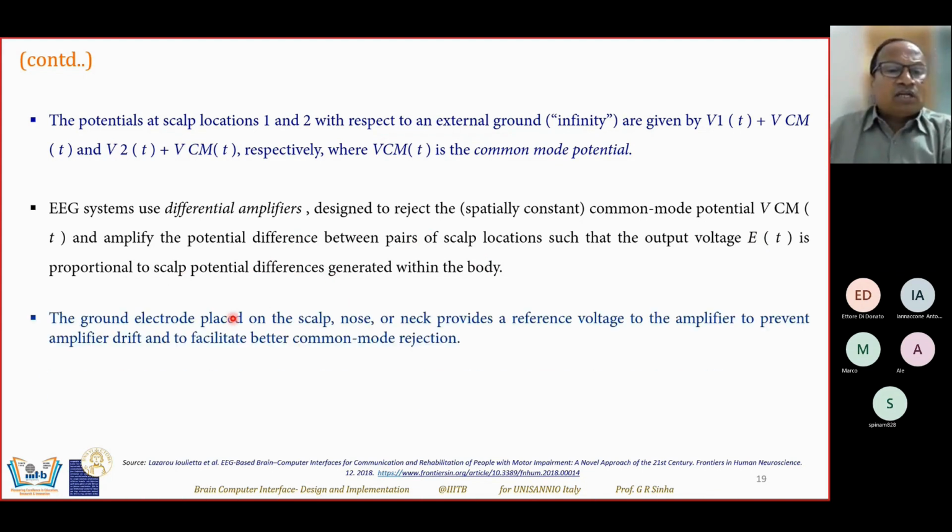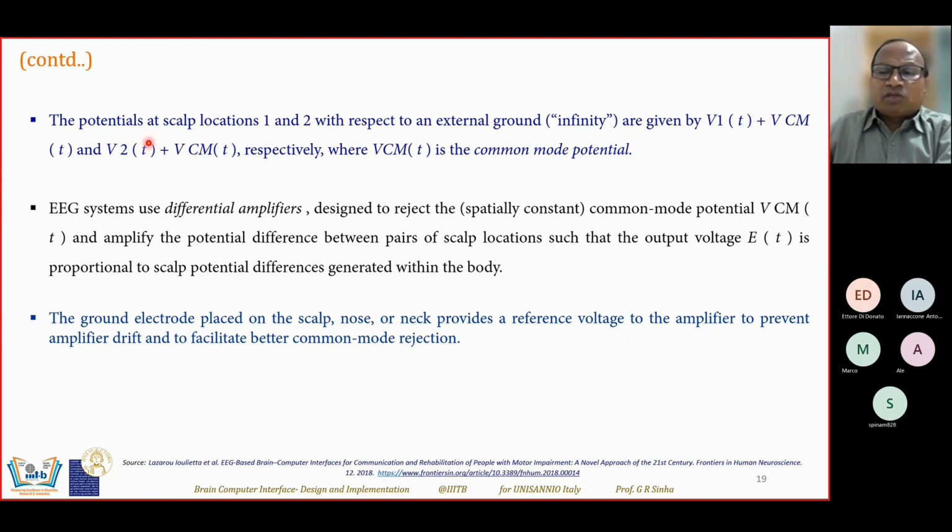So the ground electrode is placed. Where can we place the ground electrode? Because you are designing it, it can be placed on the scalp, or the nose, or the neck of your body, that can provide the reference voltage. So therefore, it may not be zero like what we know about the ground voltage. It may be some common voltage, but it is nullified because of this process.